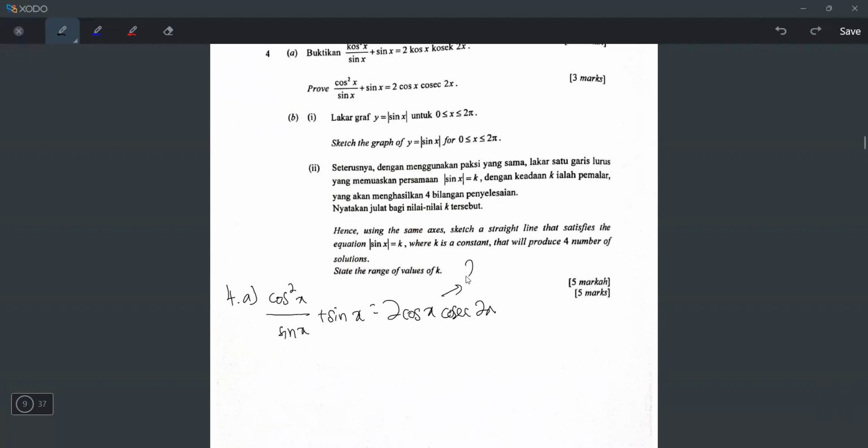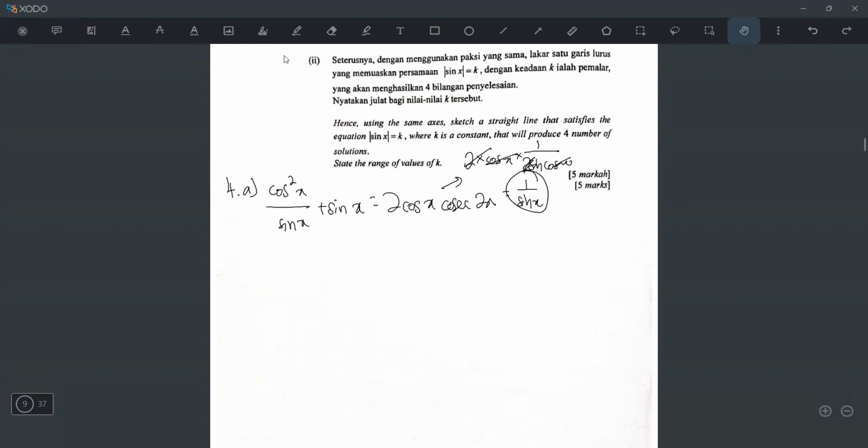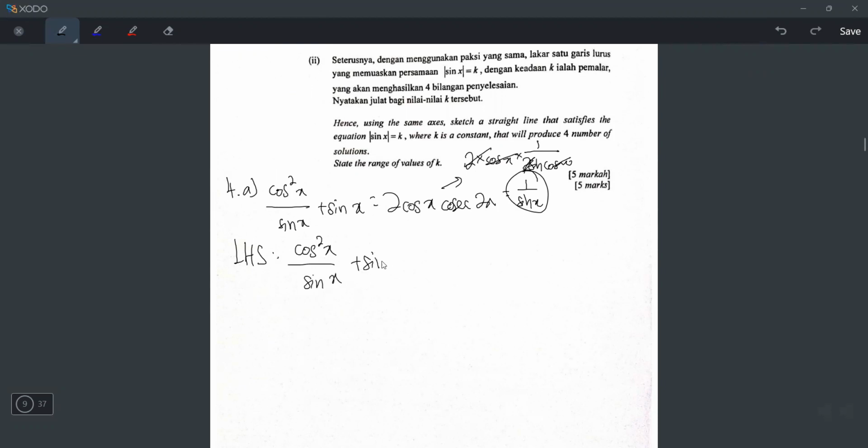Okay, actually I can change, right? Because cosec is 1 over sine, right? 1 over sine 2x. And I know the sine 2x, I can change to what? I can use the double angle and change to 2 sine x cos x. And then the 2 and the 2 can cancel, the cos x and the cos x can cancel. You just left with 1 over sine x, right? So I already decide I will start from left hand side. It means I will start with cos square x over sine x plus sine x. And I will try to change this to 1 over sine x.